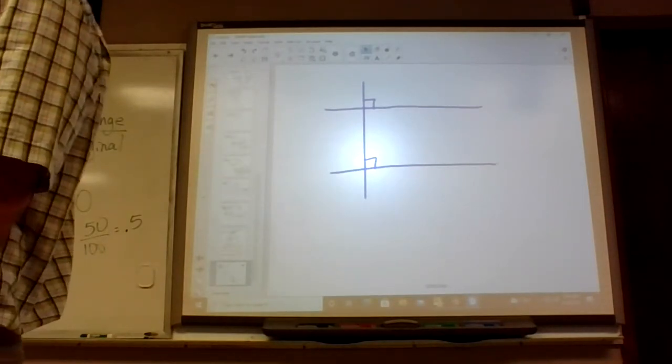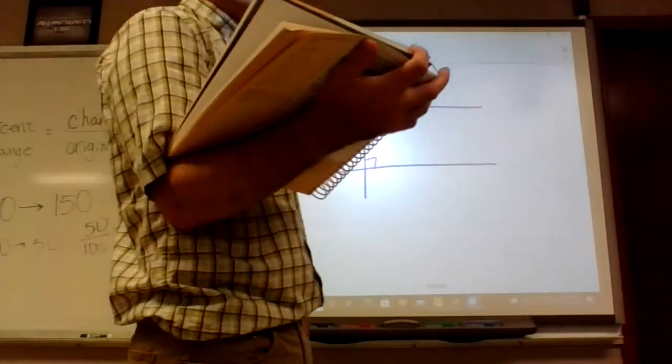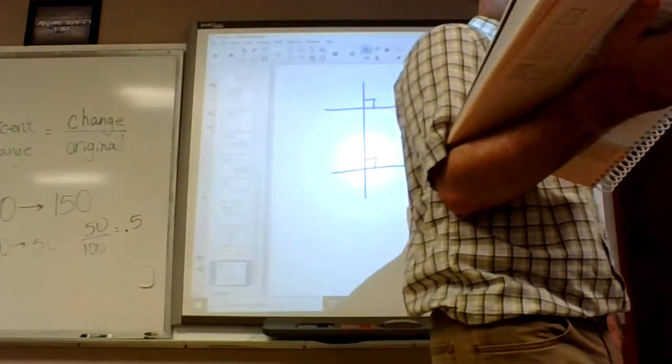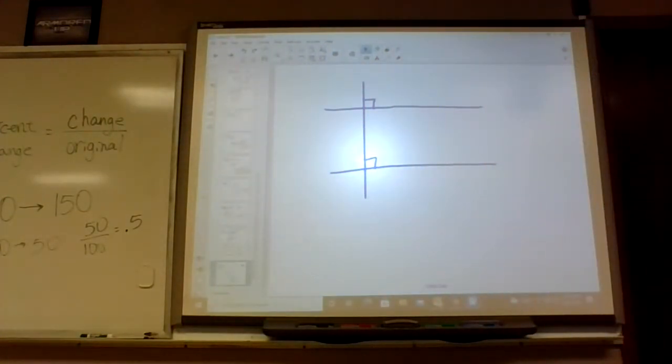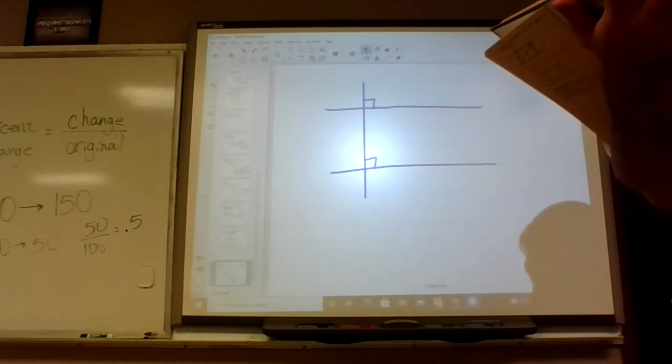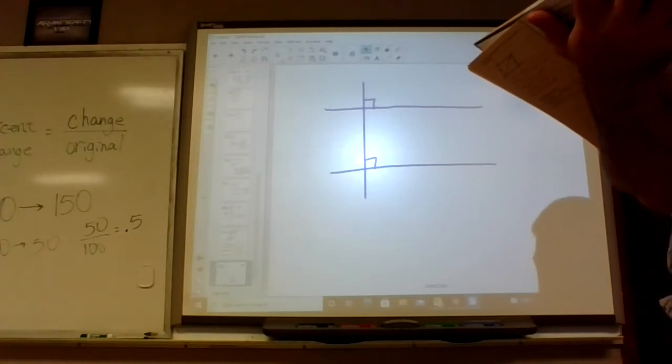Okay, 17 says angle 5 is 3x plus 9. We just did 15. So what do I know about angle 3? Is it the same thing? No. We don't know what it is. It's going to add to whatever that is.